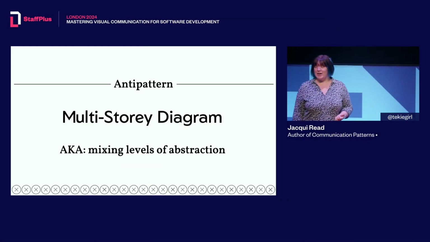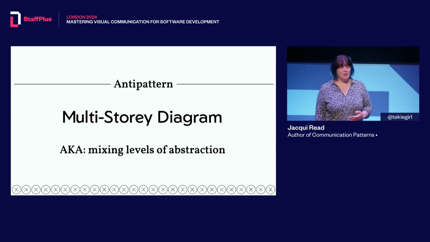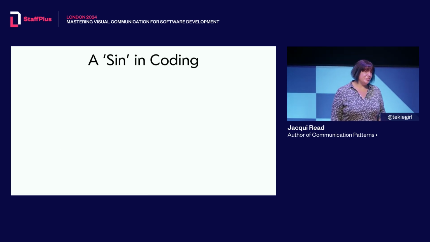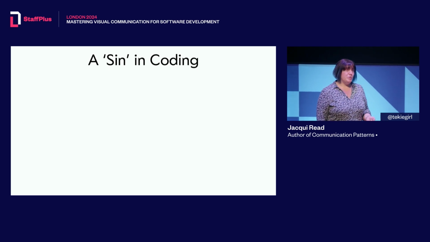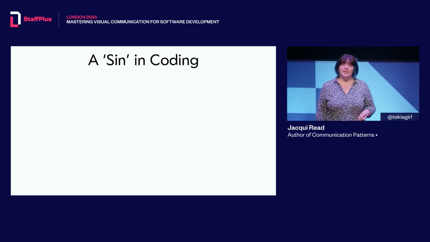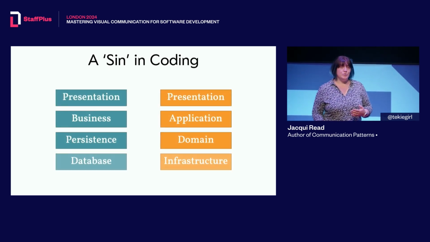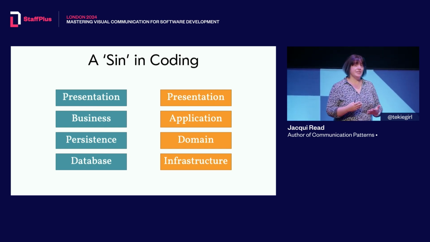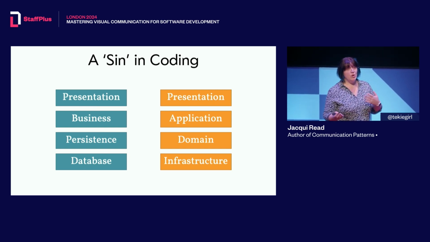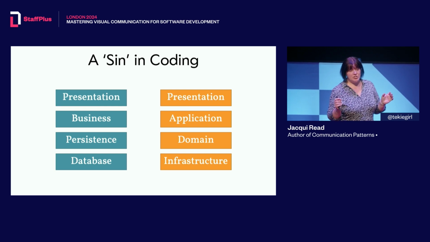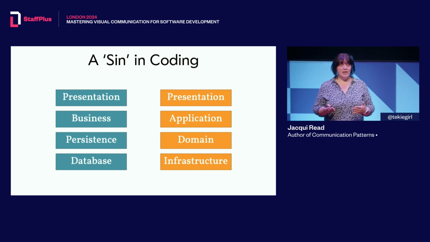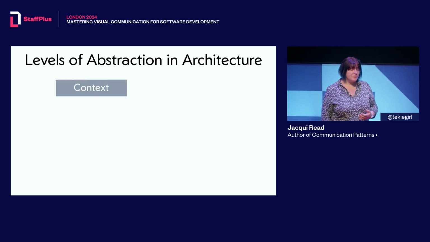Right, I've got another anti-pattern for you now. This one I call multi-story diagram, also known as mixing levels of abstraction. Now, you probably have heard of this as a bit of a sin in coding. And what we do in coding is we tend to break things out, either into things like services, modules, or maybe we have a layered architecture. So there's a couple of examples here of different ways that we break things up.